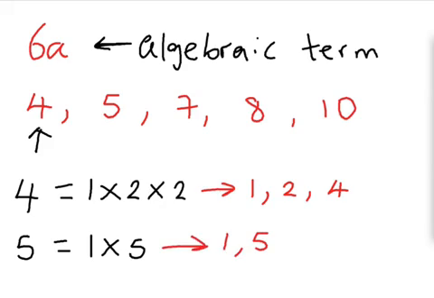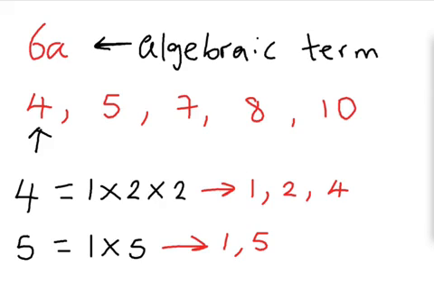Hope this is clear. You can see now the factors of 5 are 1 and 5, because we can only divide 5 with 1 and 5 to give an answer without a remainder or without a decimal point. Now, what does this tell you? This tells us that prime numbers only have 2 factors. Make sure you write it down.